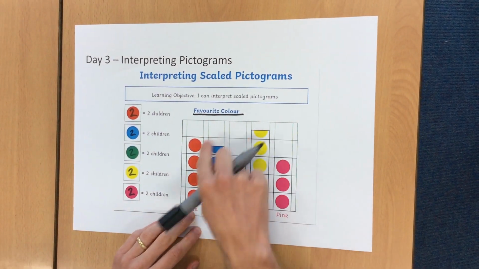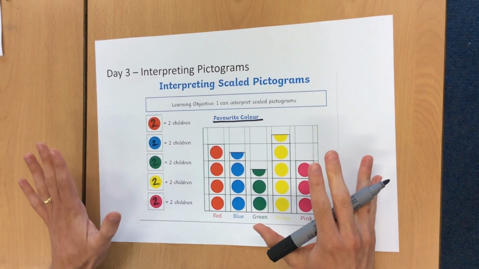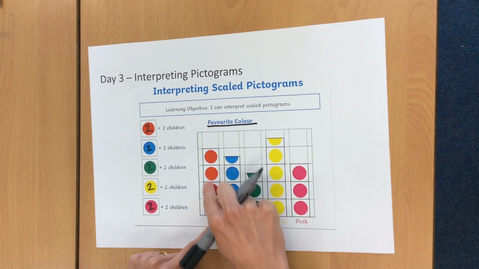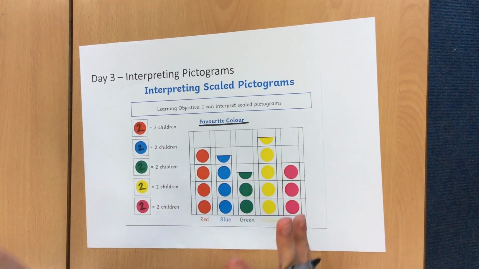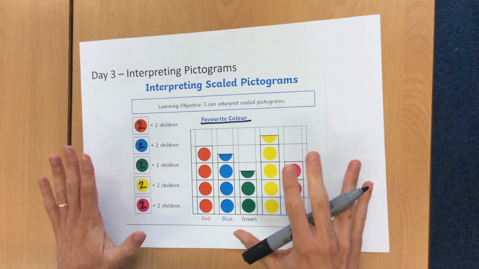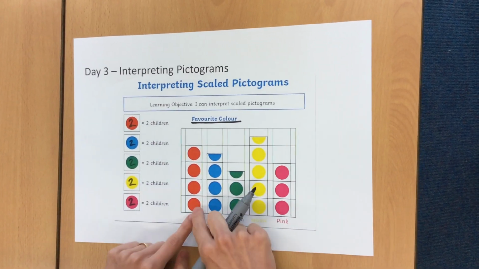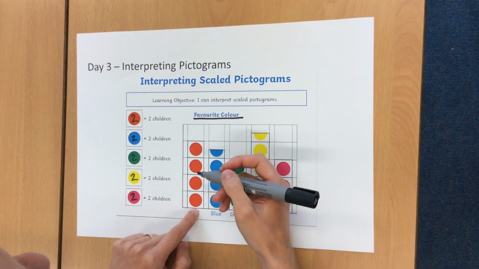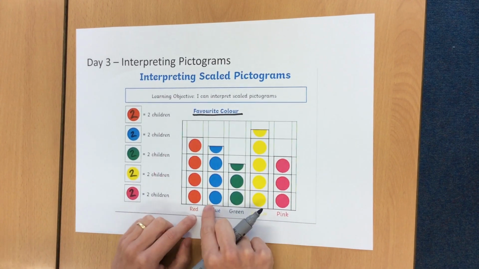Now, if I go to my pictogram, the first thing I want to do before I start answering any questions about this pictogram is I just need to calculate the values. And once I've calculated the values for each colour, then I can answer the rest of the questions. So, in this scenario, the children have been asked what is their favourite colour, and these are the number of votes. So let's count how many children voted red as their favourite colour.